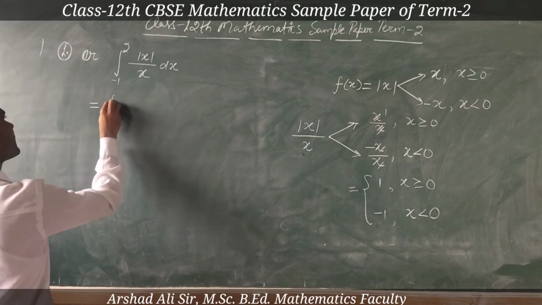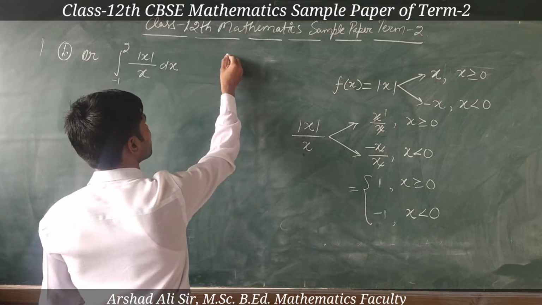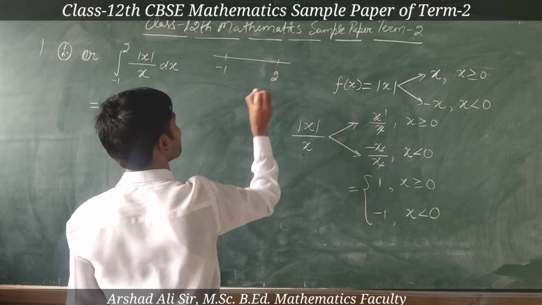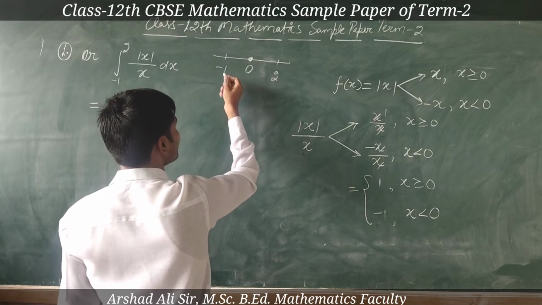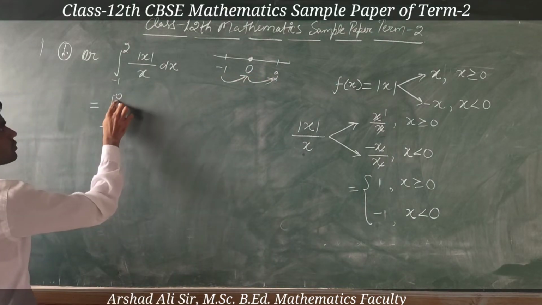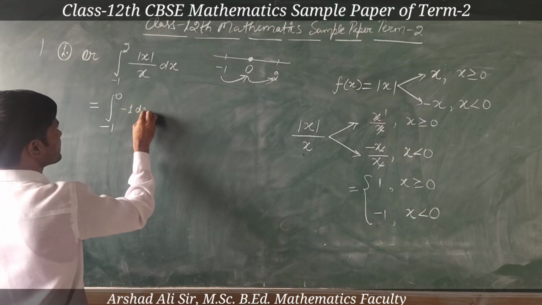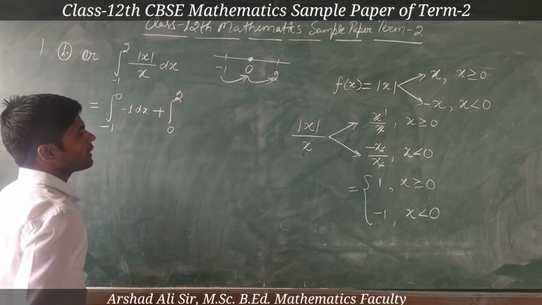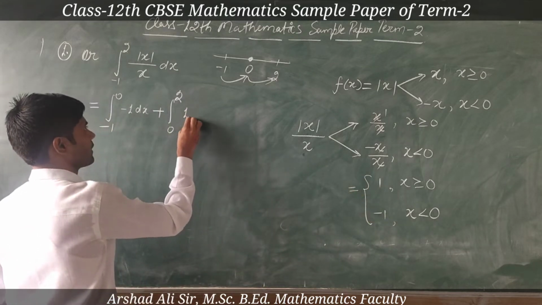So we can write it in this form: minus 1 to 0. We will break the integral because we have been given these 2 points, minus 1 and 2, but 0 lies between these 2 points. So limits will be minus 1 to 0 and 0 to 2. So from minus 1 to 0, we have minus 1 dx plus, now we will take the limit from 0 to 2, and in this interval 0 to 2 we have a positive value, that is 1.